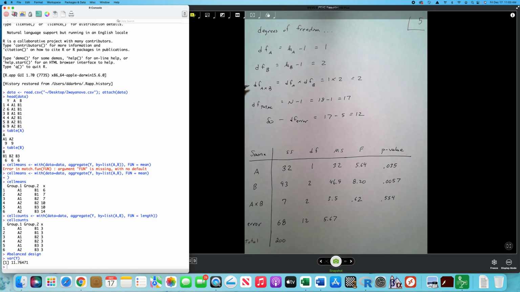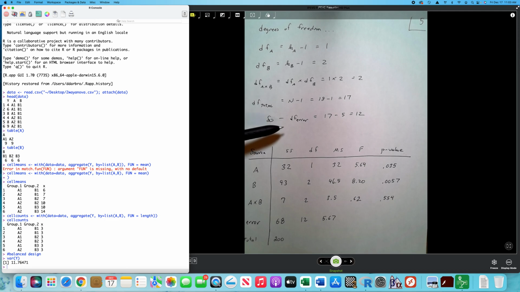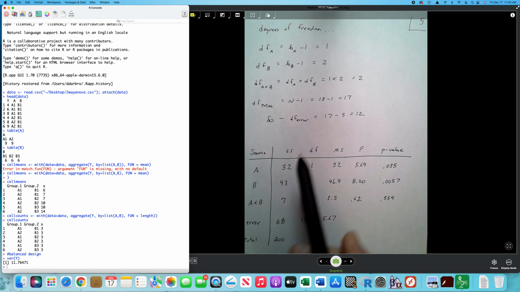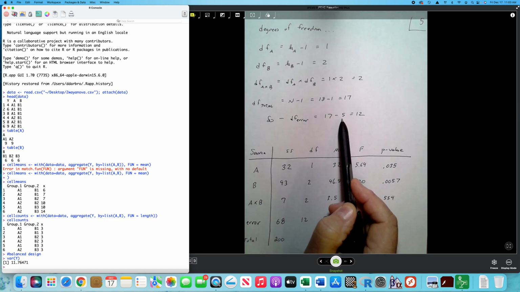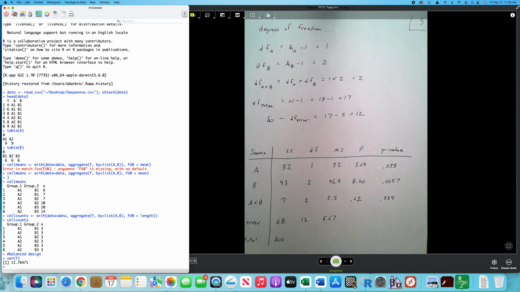So in this case, 1 times 2 is 2, and degrees of freedom for the total is just our grand sample size minus 1, which would be 17. All of this has to add up: the degrees of freedom for A plus the degrees of freedom for B plus the degrees of freedom for the interaction plus the degrees of freedom for the error have to add up to the total degrees of freedom. So we can easily calculate the degrees of freedom for the error by taking the total degrees of freedom minus the sum of the degrees of freedom for A, B, and the interaction, and get 12.